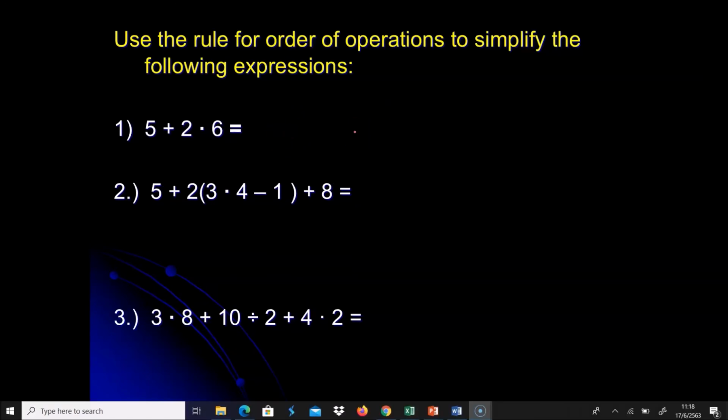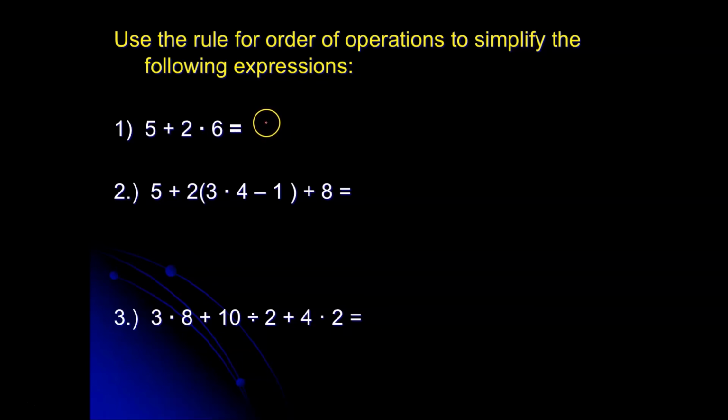Okay, now let's use the rule for order of operations to simplify the following expressions. For the first one, we have 5 plus 2 times 6. Following the order of operations, we deal with the multiplication first before the addition. Therefore, let's write 5 plus, and then what is 2 times 6? That will be 5 plus 12. Therefore, we have 17.